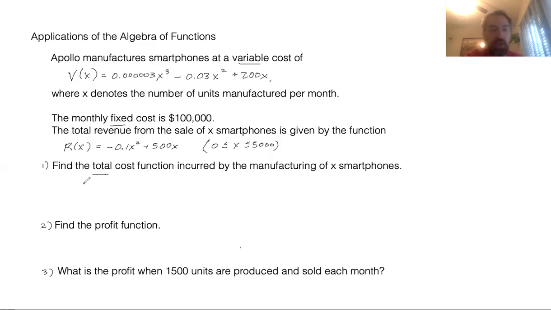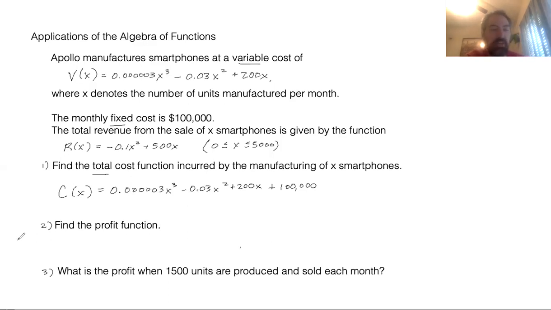So the total cost function, which we'll call this C of X, is the sum of V of X and the fixed cost, 100,000. So that would be 0.000003x cubed minus 0.03x squared plus 200x. That's the variable cost plus the fixed cost of $100,000. That's the total cost function.